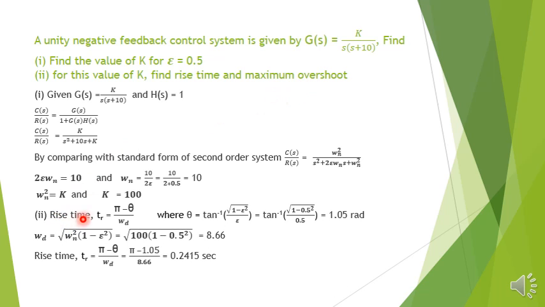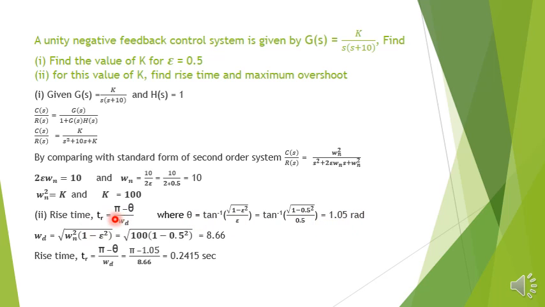Rise time, by formula, t r is equal to pi minus theta divided by omega d, where theta is equal to tan inverse of root of 1 minus zeta square divided by zeta. And here you should remember that this theta value should be in radians, since pi is in radians. So tan inverse of root of 1 minus 0.5 square divided by 0.5 gives 1.05 radians. So theta equal to 1.05 radians.